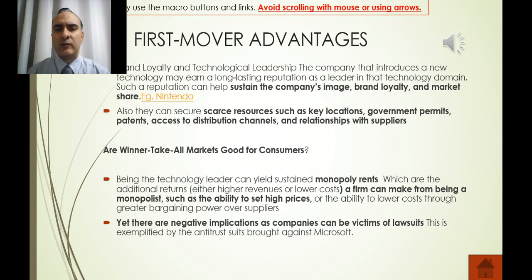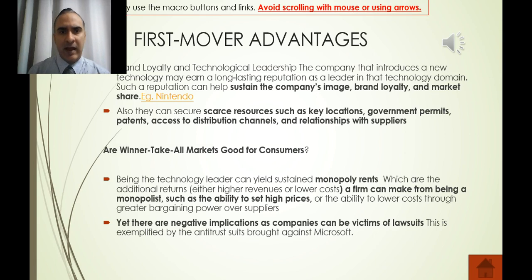Then we have access to distribution channels. Same thing, how you're going to distribute. You have the first mover advantage. You secure those resources, and you can say, well, I'm the only one supplying this thing. So yeah, you start to get the suppliers initially, but you have to develop them too. But that means that you're going to create a monopoly because you have the strongest power.